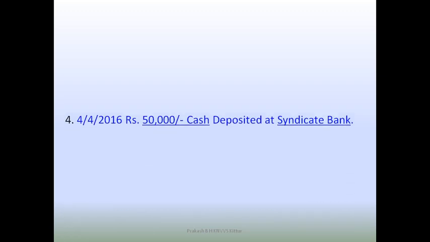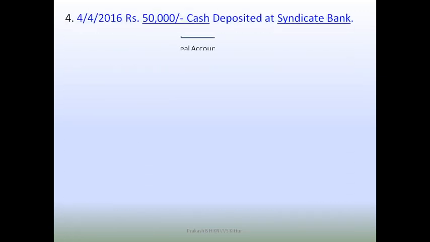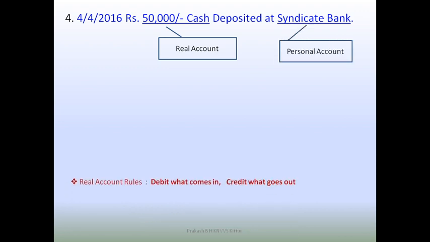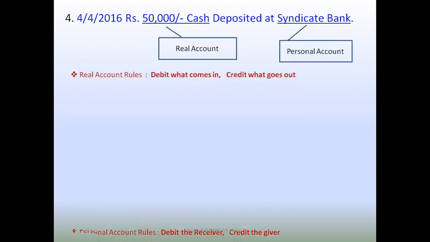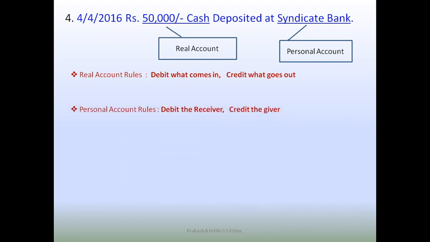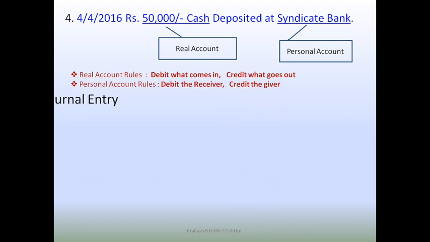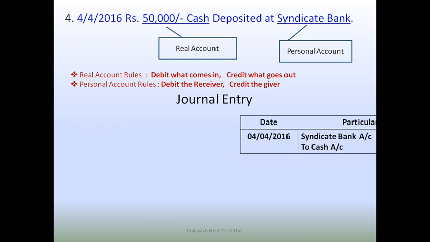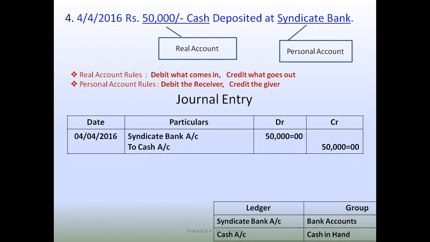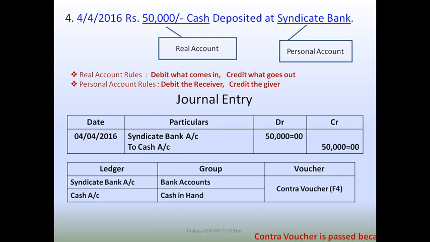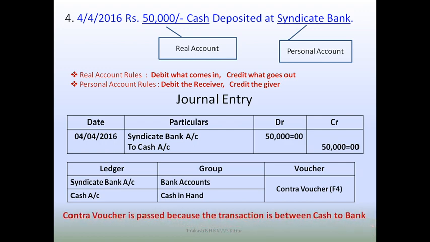The fourth entry. On 4/4/2016, Rs 50,000 cash deposited at the Syndicate Bank. So the company deposited Rs 50,000 cash in the Syndicate Bank, which means they have opened the Syndicate Bank account. Here cash is a real account, and Syndicate Bank is a personal account.